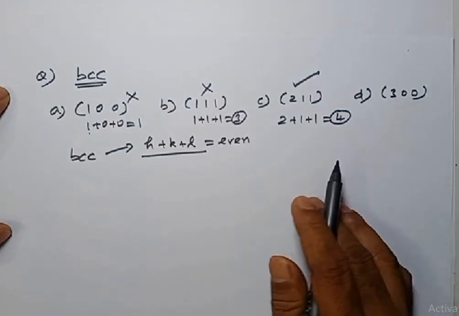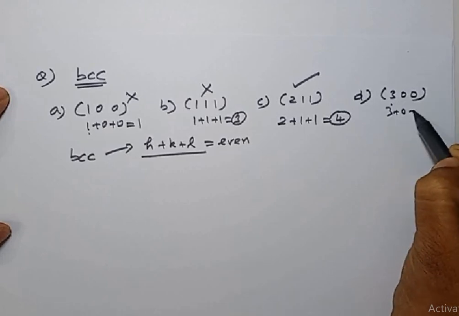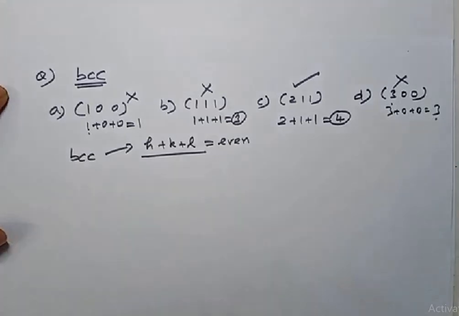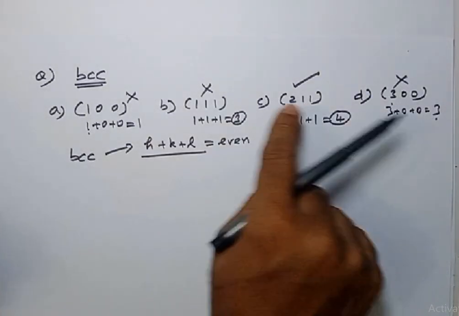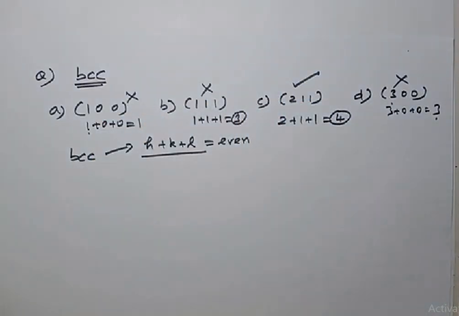In the XRD spectrum. What about the last one? 3 plus 0 plus 0. I am getting the answer as 3, which is an odd number, so you will never get signal for this. So the only plane among the 4, this is the only plane which will give signal in the XRD pattern for BCC crystal.